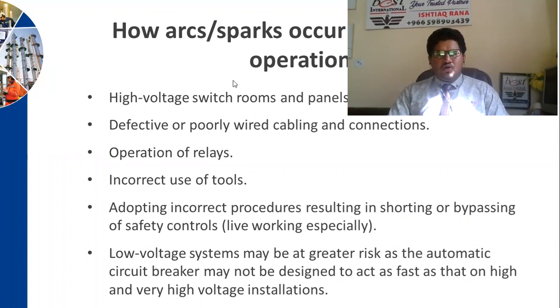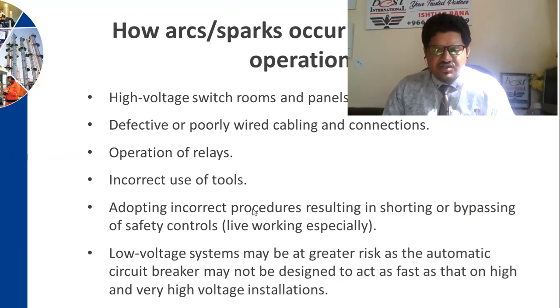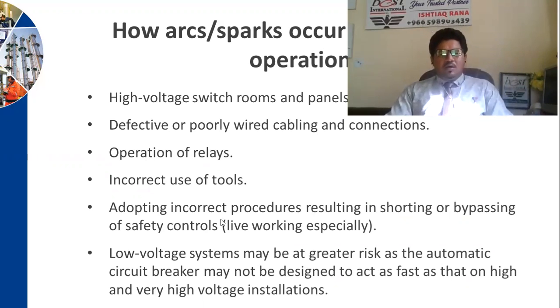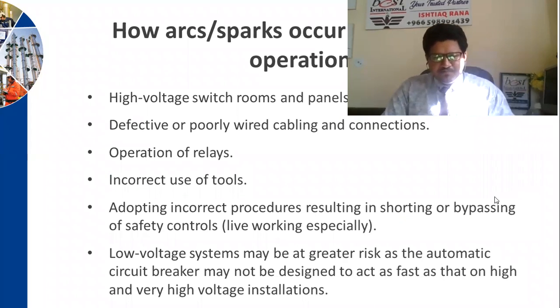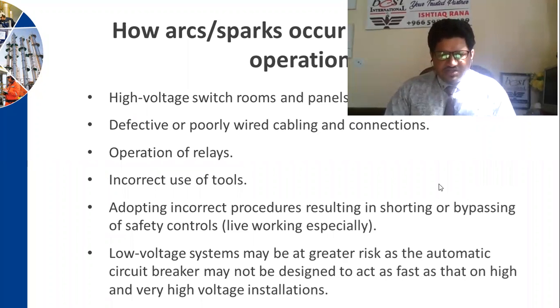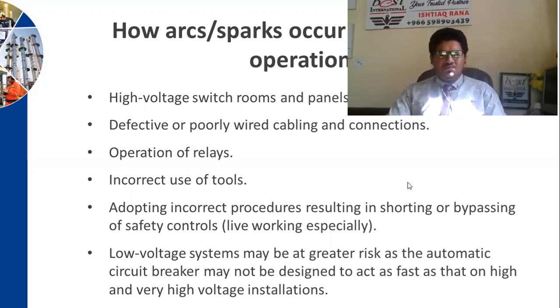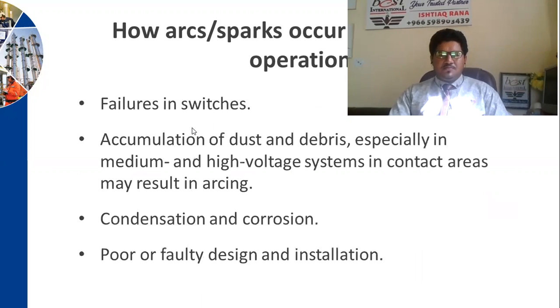How do arcs and sparks occur in normal operations? High voltage switch rooms and panels, defective or poorly wired cables and connections, operations of relays, incorrect use of tools. These are some of the terrible reasons, I would say. Adopting incorrect procedures, resulting in shorting or bypassing of safety controls. Workers working live, especially on low voltage systems, may be at greater risk. The automatic circuit breaker may not be designed to act as fast as that on high and very high voltage installations. So these are some of the reasons how arcs and sparks can occur.